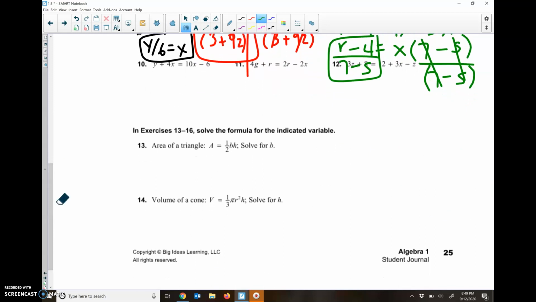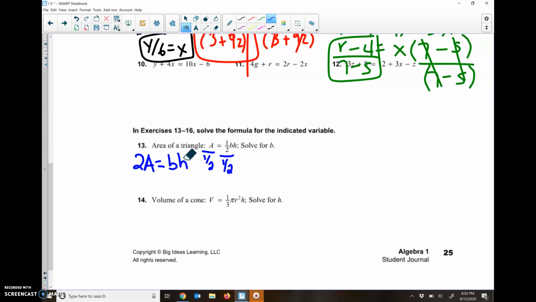All right, now let's get into some more familiar formulas. The area of a triangle is 1/2 base times height, except it doesn't want us to solve for the area. It wants us to solve for the base. First I'm going to get rid of this 1/2, so I'm going to divide both sides by 1/2. When you divide by something, you multiply by the reciprocal. So dividing by 1/2 is the same as multiplying by 2. I'm going to end up with 2a equals b times h.